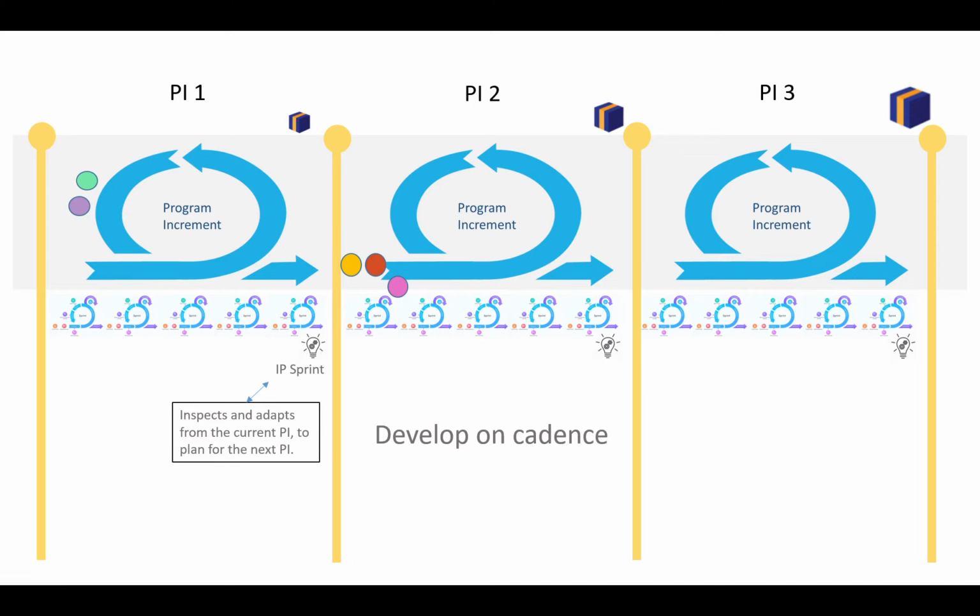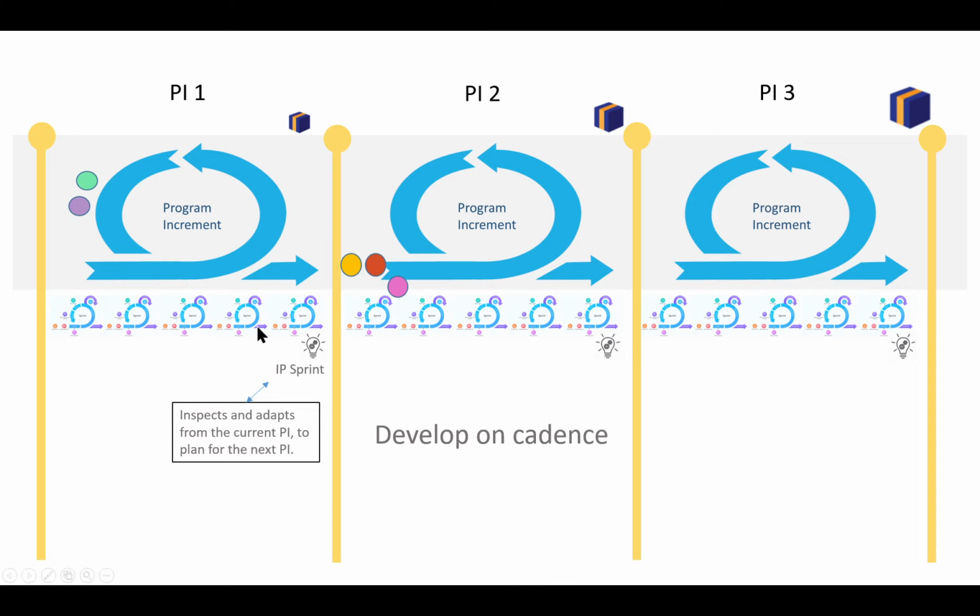Now, I've indicated the program increment boundaries, and this highlights well how the innovation and planning sprint is used. So the IP sprint actually assesses the Inspect and Adapt from its own PI, and then provides the time for planning for the next PI. So that PI is ready to go after the PI planning event and the PI are concluded.